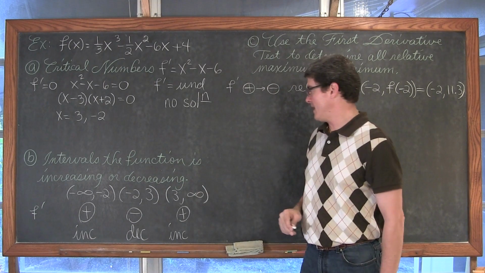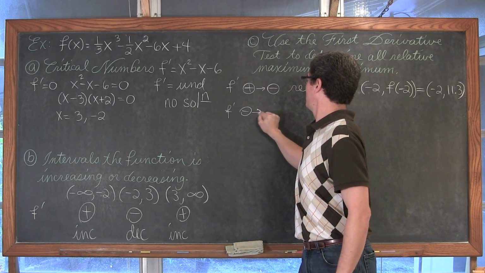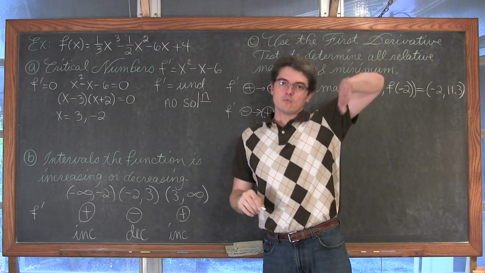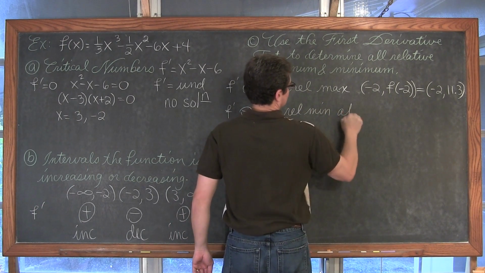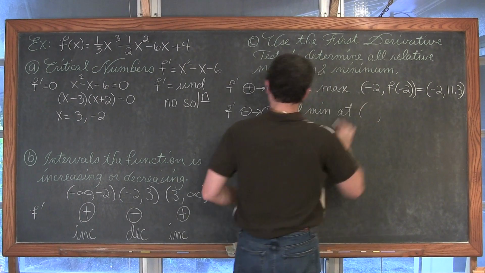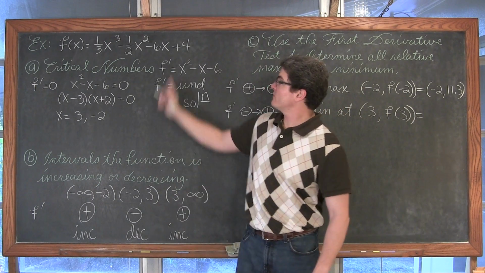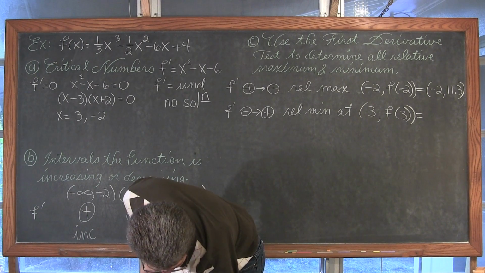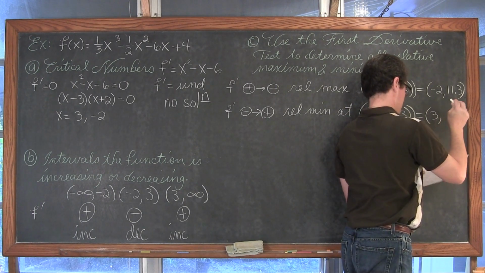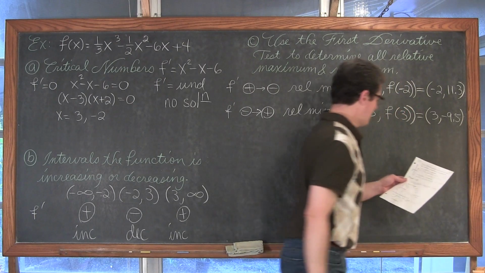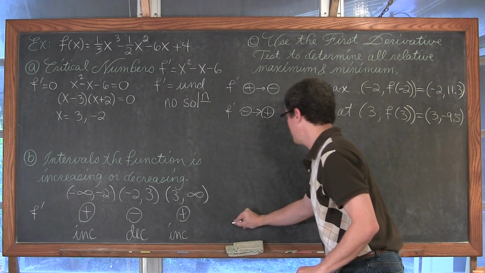Now, at our other critical value at 3, our f prime, again, I'm just summarizing this again, we go from negative to positive, which means that we were falling and started to rise again, so we have a relative min at 3, f of 3, and when you take that value of 3, plug it back into the original function, right off the top of my head, we have a relative minimum at 3, comma, -9.5.